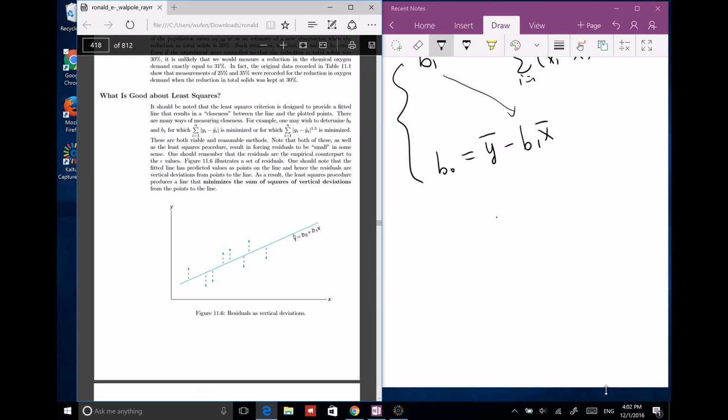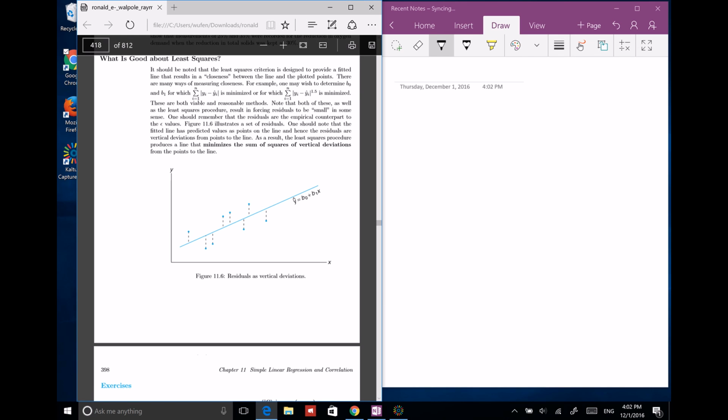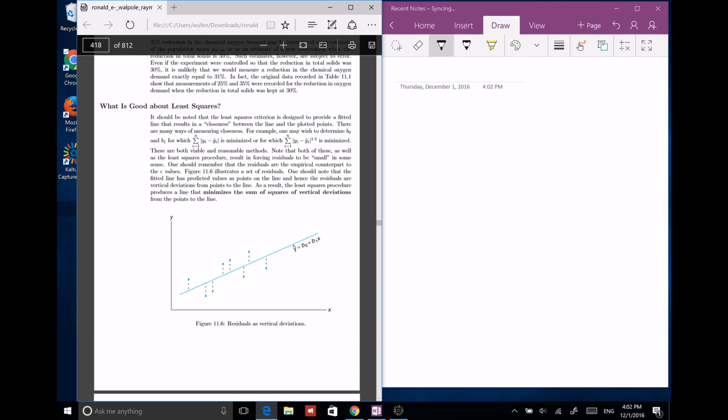Alright, so next, this is a discussion of least squares. You can read that yourself. First, as I said, you can use the absolute value and minimize that, but it's not easy to do, because this function is not continuous. It's the absolute value, so positive and negative switch back and forth, okay?